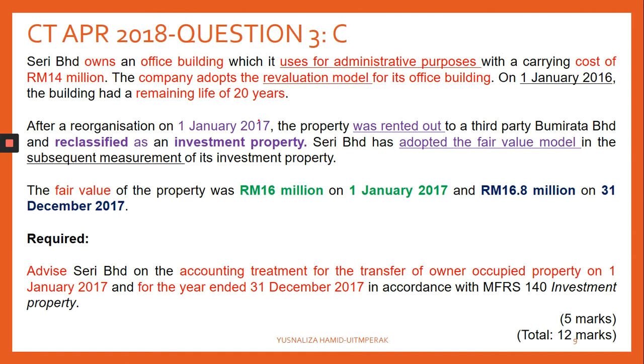On 1st of January, the building had a remaining useful life of 20 years. So that was the date of 1st of January, RUL, or remaining useful life, was 20 years. After a reorganization, there was a reorganization scheme done by the company. The property, which is the office building that was 14 million here, is no longer used by the company as an office building or for the admin use. It was now being rented out to a third party called Bumi Rata, maybe to generate income, right? Maybe if they use it, they don't generate income, so they go and rent out the building to the third party, Bumi Rata.